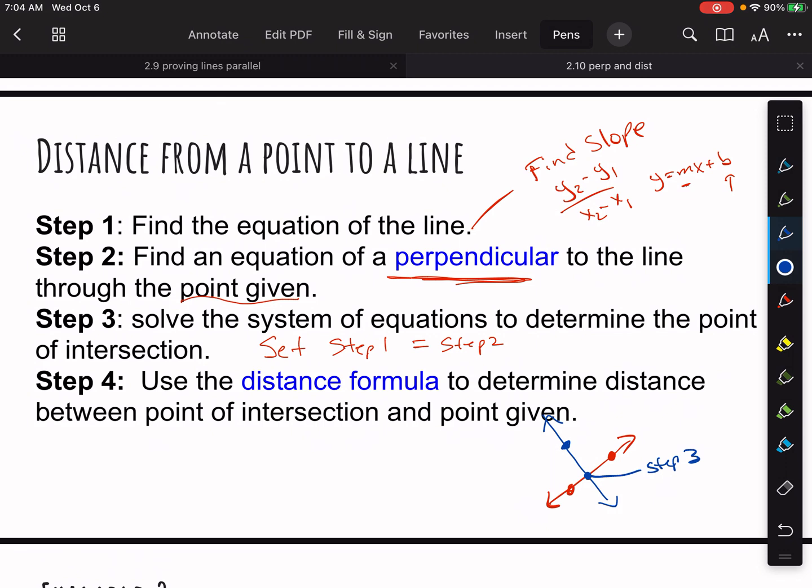Okay, then what they're actually asking us today is for the distance between these 2 points. So we do all of those first things to find out where that crossing is so that we know the two coordinates. This one's given, and this one we find at step 3. Once we know those two things, then we can find the yellow piece, which is the distance. So step 4 is we're going to use the distance formula to determine the distance between the point of intersection, which was step 3, and the point given in the problem. Okay, so let's try one of these out.